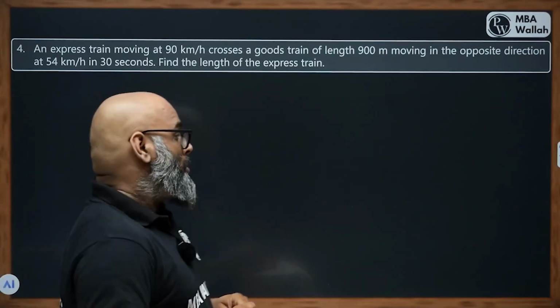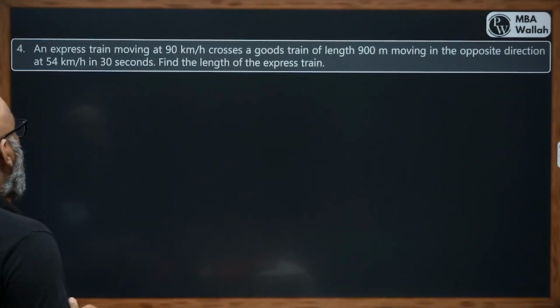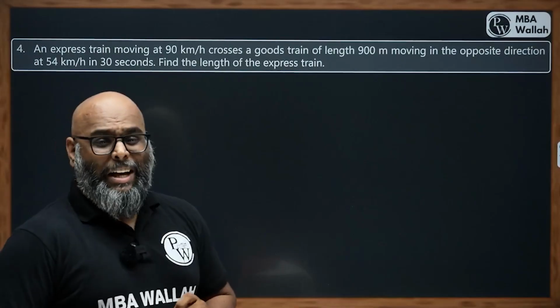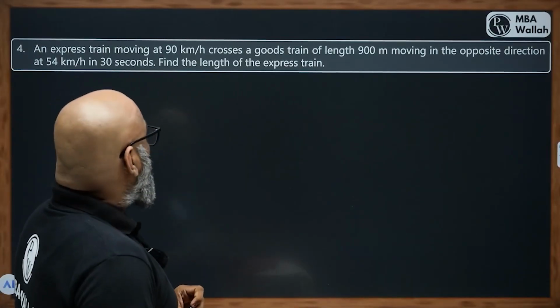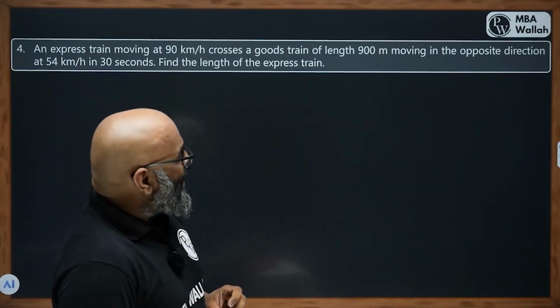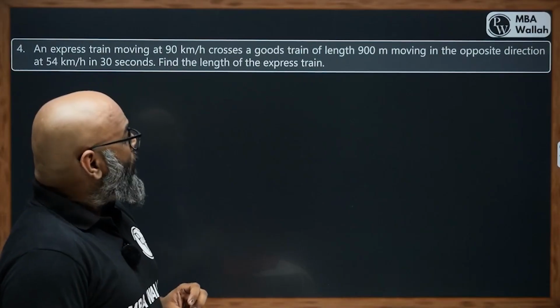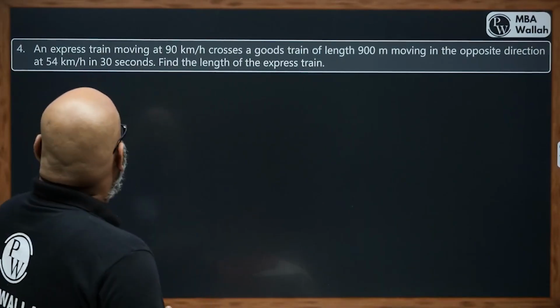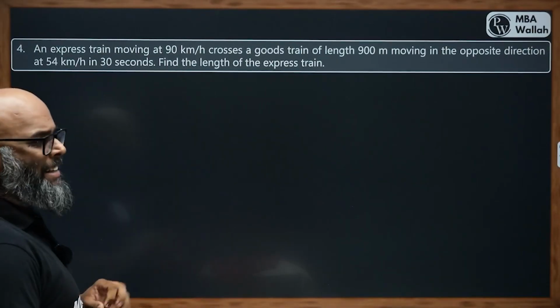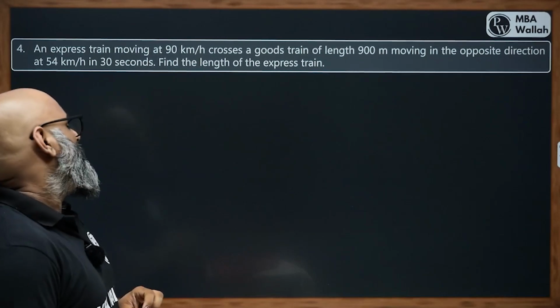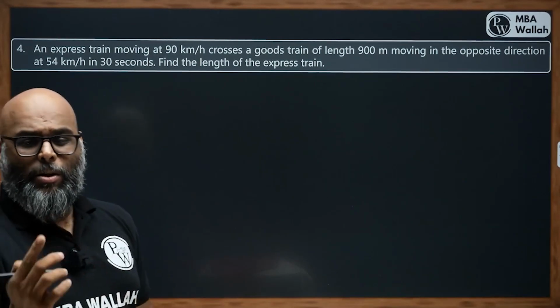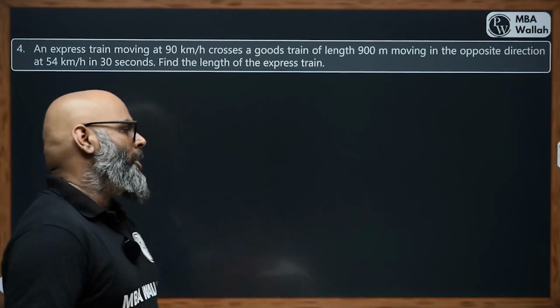And let's go solve this now. An express train moving at 90 kilometers per hour crosses a goods train of length 900 meters moving in the opposite direction at 54 kilometers per hour in 30 seconds. Find the length of the express train. So we are looking at two trains crossing in opposite direction.